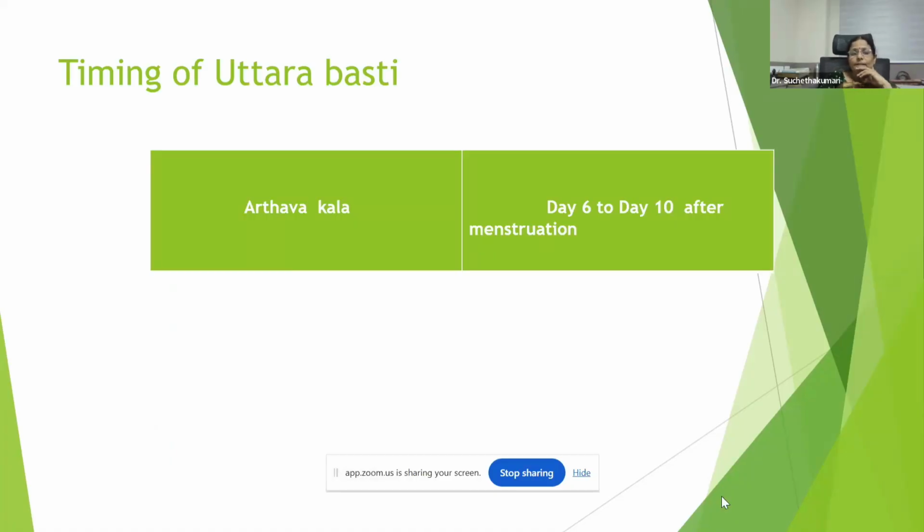This is because the cervix will be easily dilated, hence usually 6 to 10 days after the menstruation. And sometimes if the patient is in the reproductive period and there are chances of fertilization taking place after the 10th day, which may be disturbed by giving the Uttarabasti. Hence, the best kala to administer the Uttarabasti is 6 to 10 days after the menstruation.